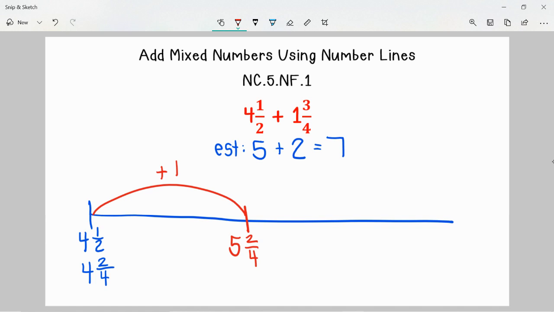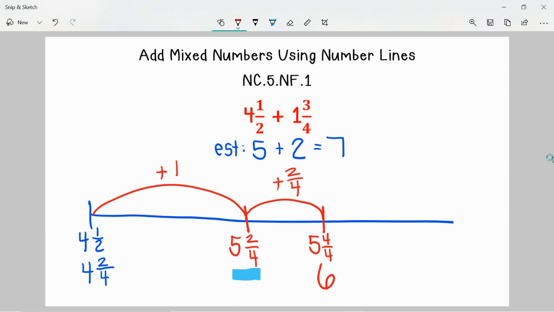Rather than making just one jump and adding the 3/4, I'm going to decompose the 3/4 into 2/4 plus 1/4. The reason for that is I know that right here where I have 5 2/4, if I added 2/4 to that, I would get to the next whole, and that would be friendly to work with. So I'm going to make a jump of just 2/4, and that would put me at 5 4/4. But we know that 4/4 is equivalent to 1 whole, so this is really 6.